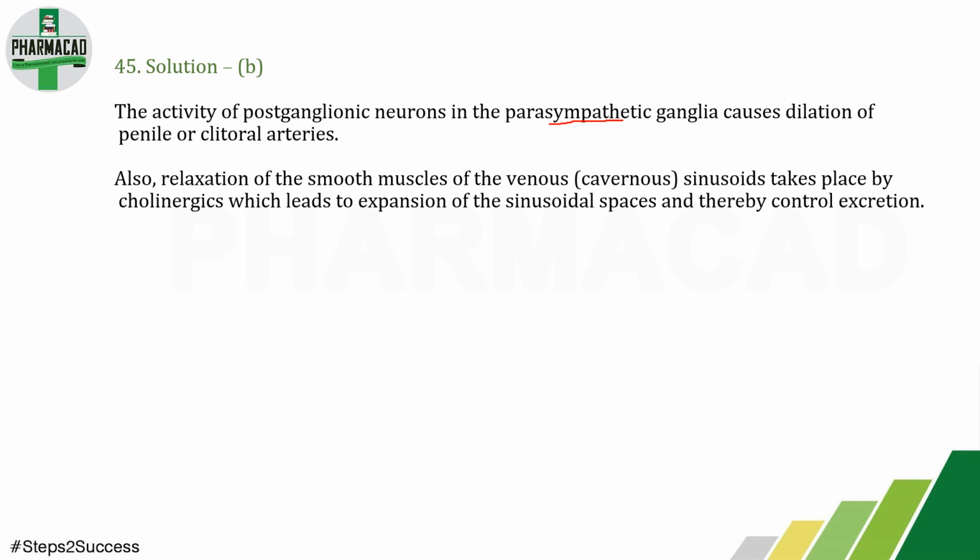Also, relaxation of the smooth muscles of the venous sinusoids takes place by the cholinergics, which leads to expansion of the sinusoidal spaces and thereby controls excretion. So, we know cholinergics, that is parasympathetic, is responsible for the excretion.